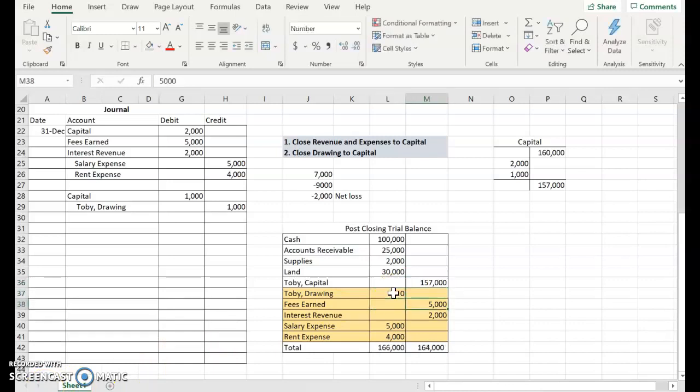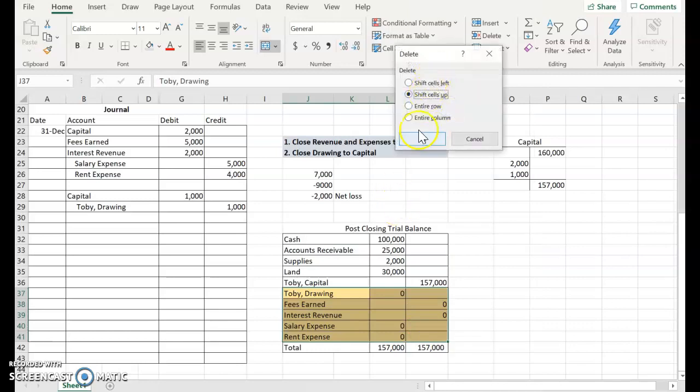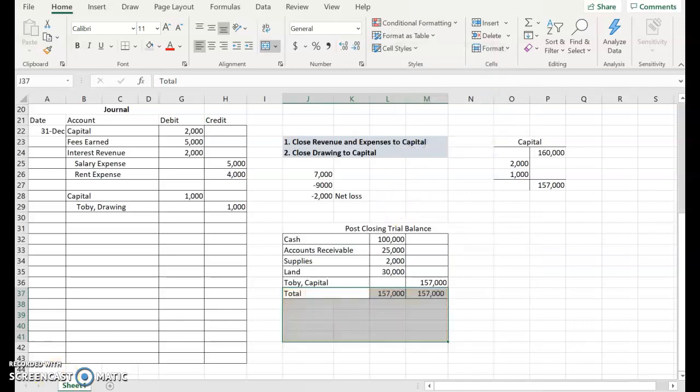Then I've zeroed out each of these accounts. And then I could just get rid of them because I don't have to list accounts that have zero balances. So my post-closing trial balance is made up of my permanent accounts plus my new balance in my capital account.